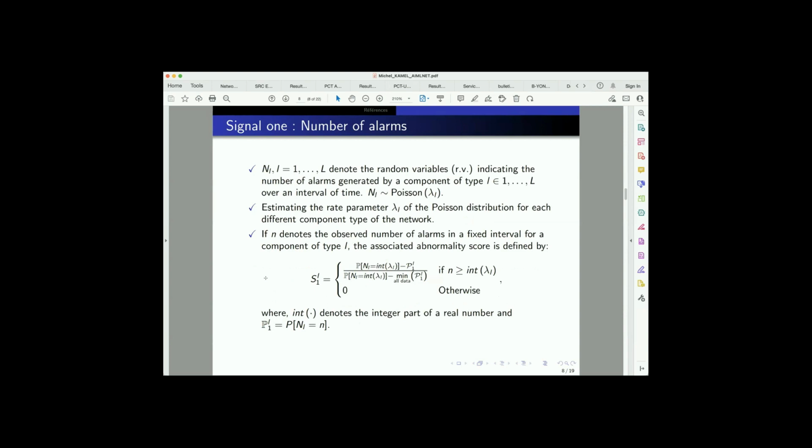And going deeply into each signal, first one is the number of alarms. This is a mathematical representation of it. And we estimated the rate parameter lambda of the Poisson distribution for this random variable. And then we transform it into a signal and a score. And this score is represented in this formula, normalized with this denominator. And this signal, the higher it is, the more probability of having an anomaly.